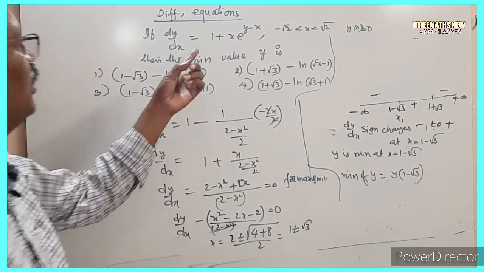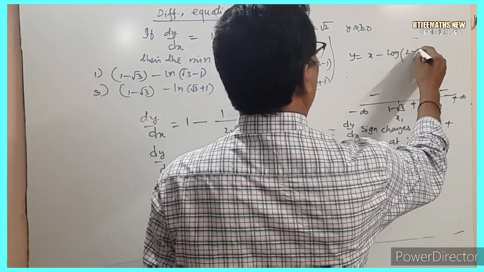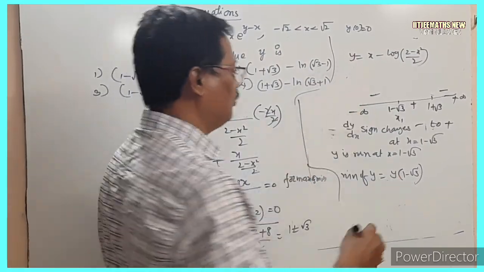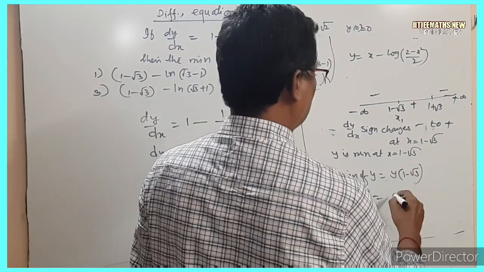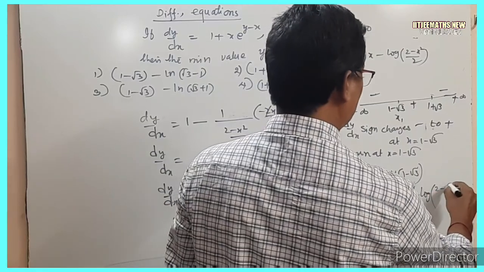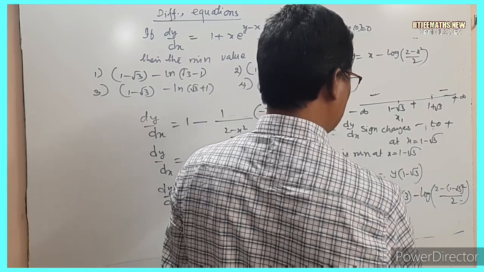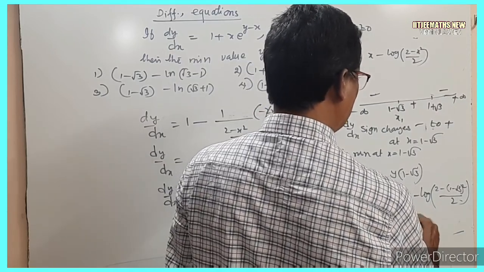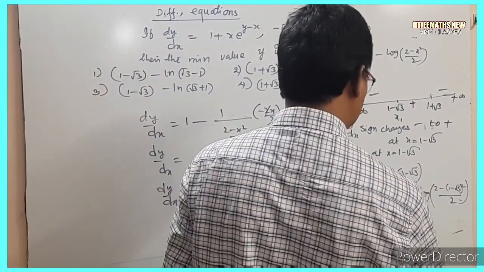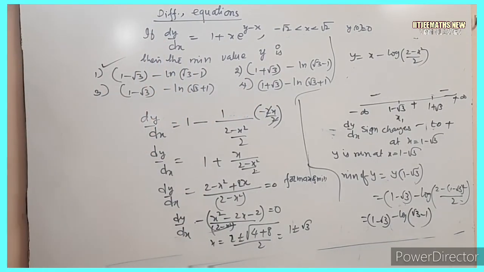Therefore, put x is equal to 1 minus root 3 in this. Where y is x minus log of 2 minus x square by 2. This is f(x), that is y. Therefore, in that put x is equal to 1 minus root 3. Therefore, 1 minus root 3 minus log of (2 minus (1 minus root 3) whole square) by 2. Simplify: 1 minus root 3 minus log of, if we simplify that, that will be root 3 minus 1. Therefore, which option is correct? The first option is correct for this.